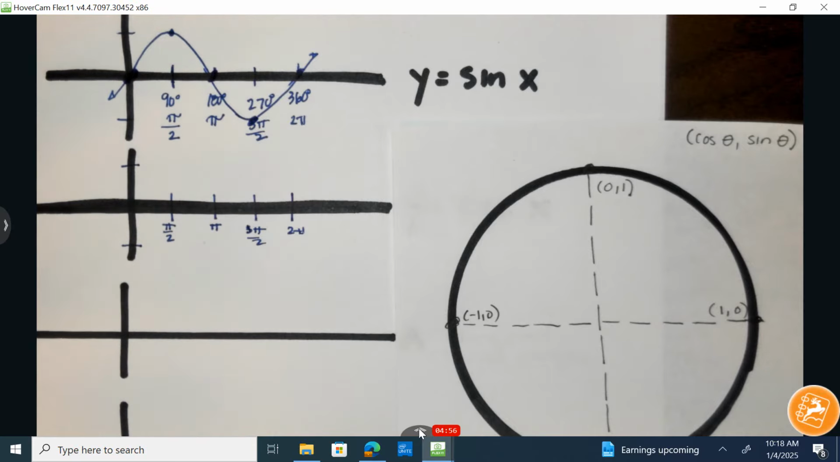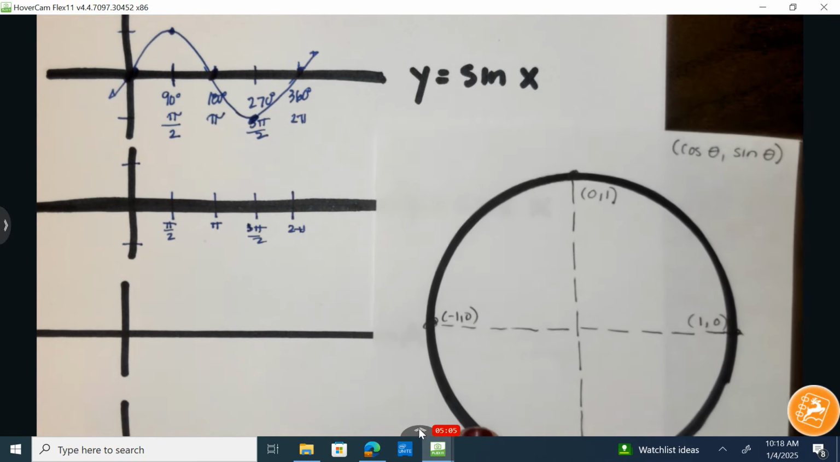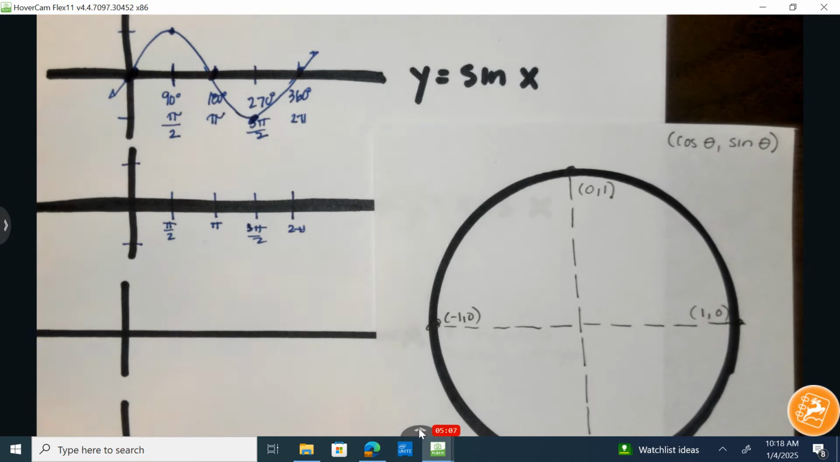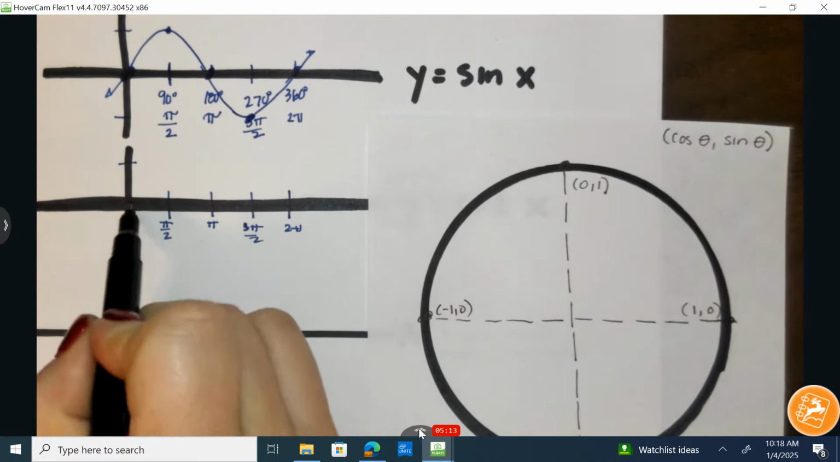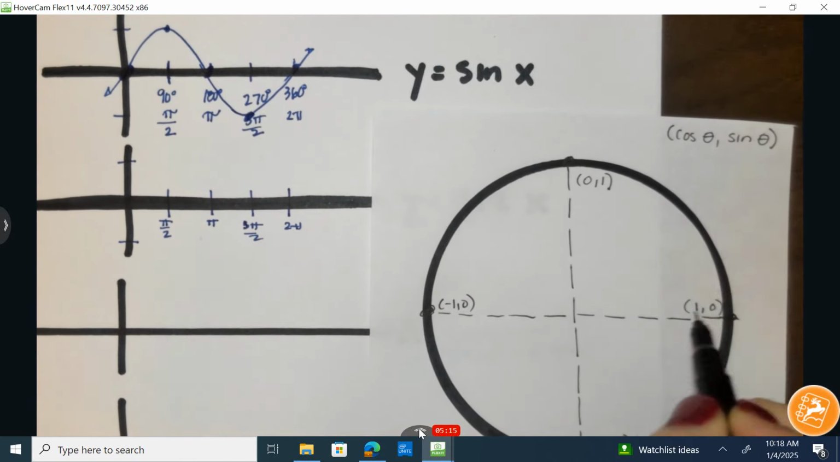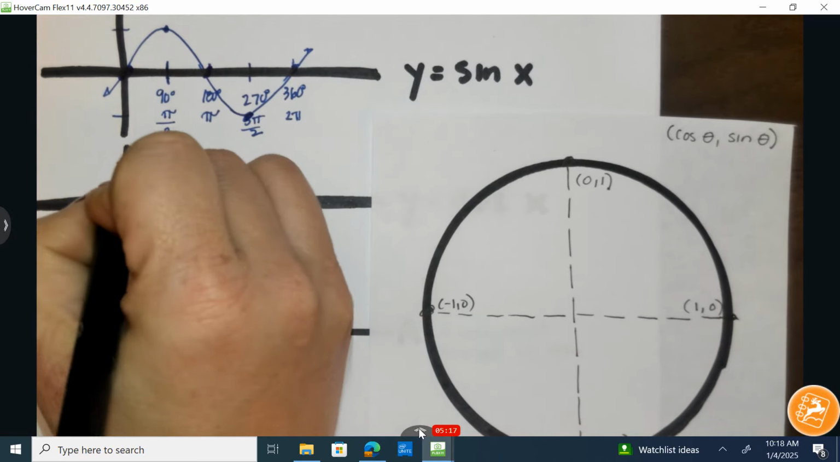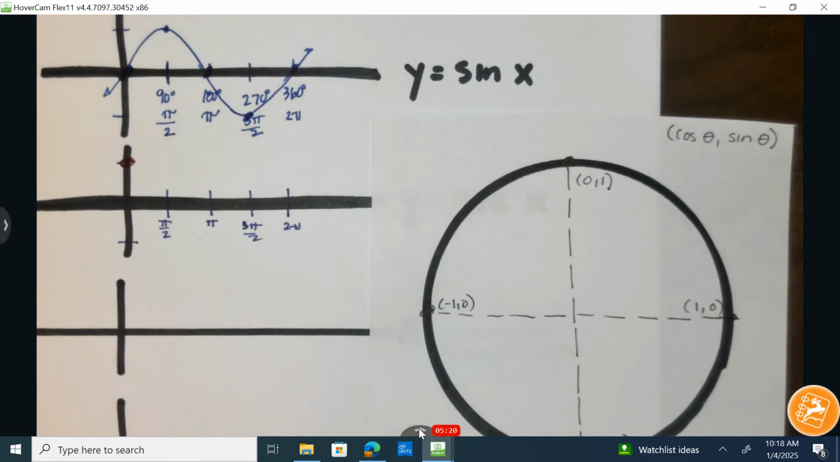Let's take the same concept that we used to graph the function y equals the sine of x, and now relate it to graphing the function y equals the cosine of x. So we're going to use this unit circle again, remembering that trigonometric functions are circular functions. So let's start at 0. At 0, the cosine value is 1. So my output of the function is 1.